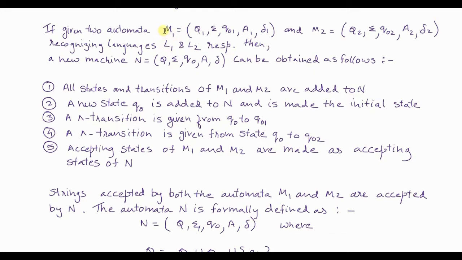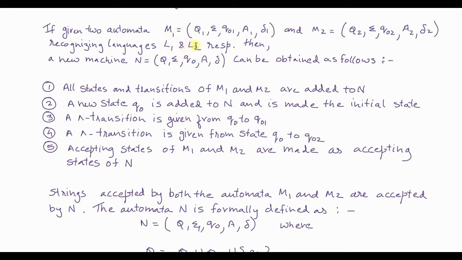And how is M1? M1 has these tuple elements: Q1, the set of finite states; sigma, the input alphabet; Q01, assume that it's the initial state of this machine; A1, the set of final states of the machine; and del1, all the transitions of that machine M1. M1 is an automata for the language L1.